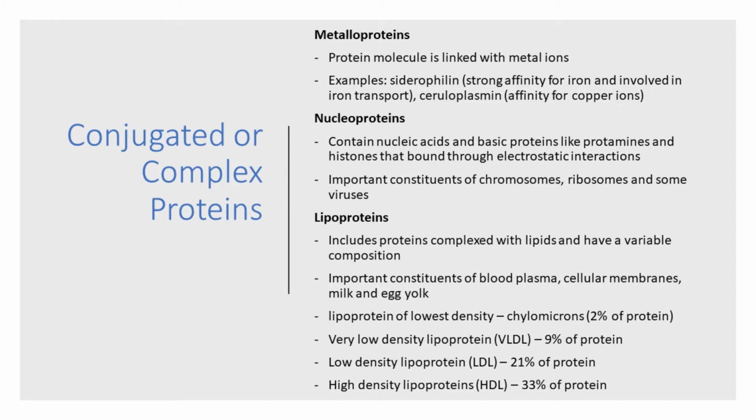Nucleoproteins. Contain nucleic acids and basic proteins like protamines and histones that bound through electrostatic interactions. Important constituents of chromosomes, ribosomes, and some viruses. Lipoproteins. Includes proteins complexed with lipids and have a variable composition. Important constituents of blood plasma, cellular membranes, milk, and egg yolk.